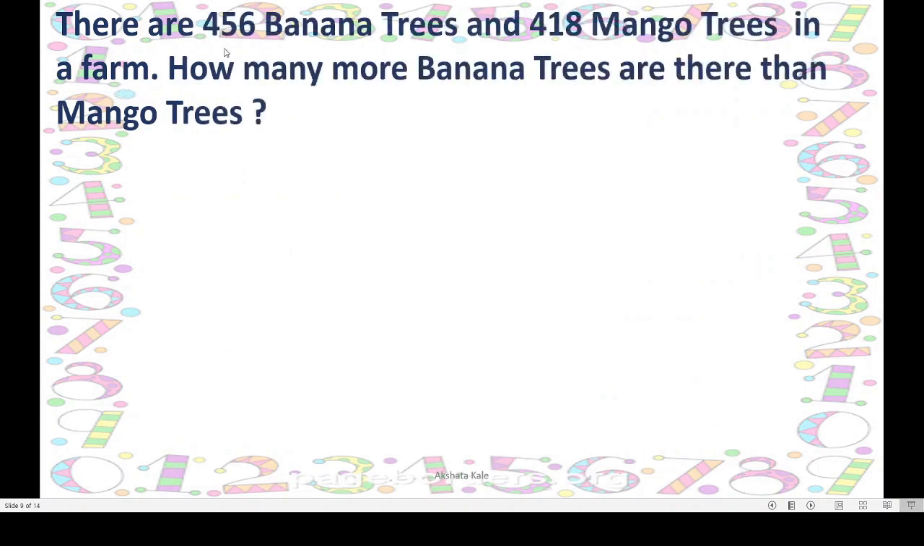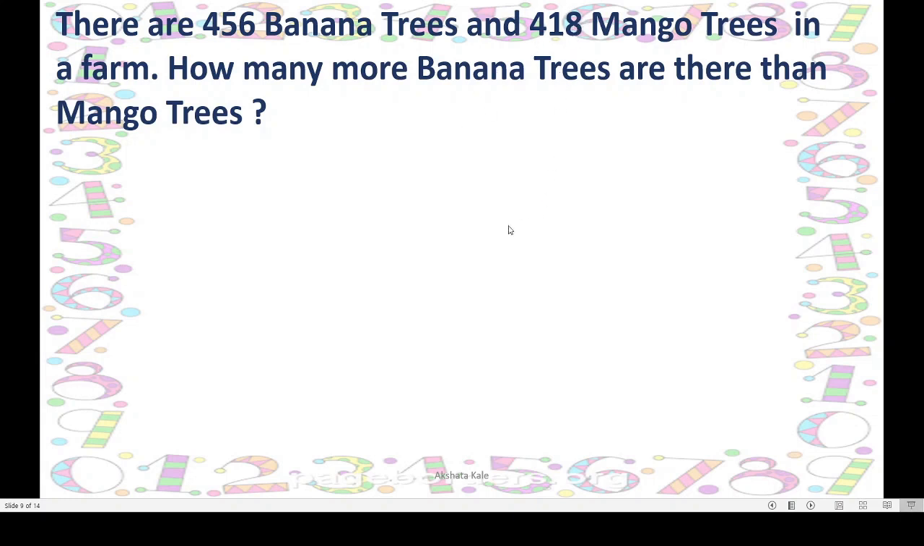Here next sum. There are 456 banana trees. Banana, kela, you know that one. 456 banana trees and 418 mango trees in a farm. One farm is there. There are two types of trees are there. That is banana trees and mango trees. The numbers are given here. Right? Now what to find out now here? How many more banana trees are there than mango trees? You know that the number of banana trees are more than number of mango trees, isn't it?